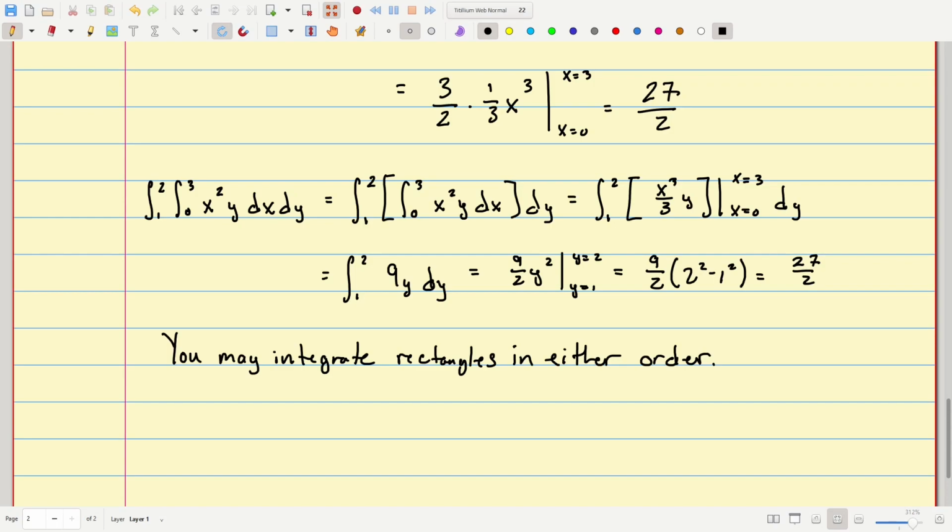If we do triple integrals, which we'll get there, if you are doing a triple integral on a rectangular prism, you would be able to integrate in any order you like.